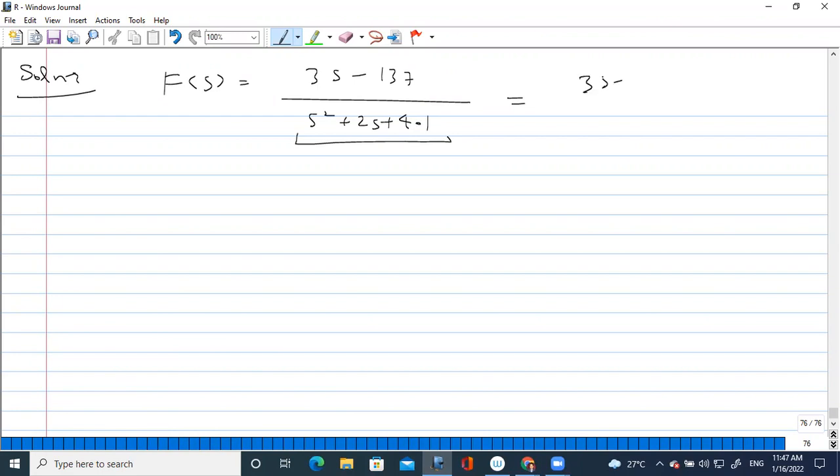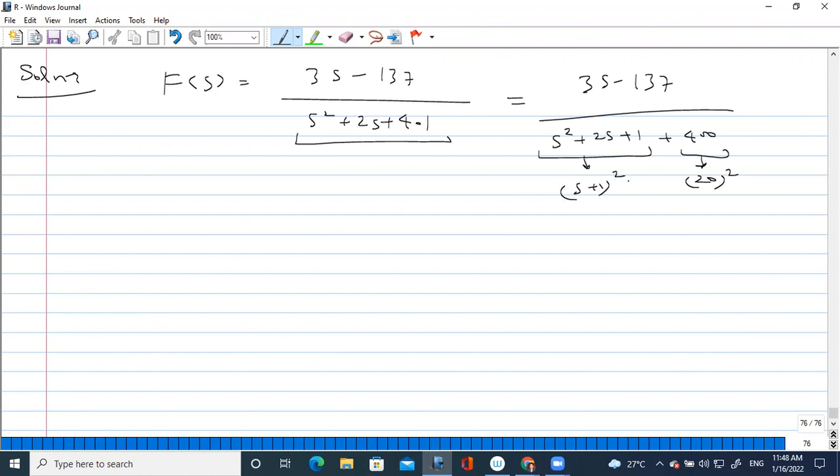So this whole will become (3s minus 137) divided by, this will become s square plus 2s plus 1, I am taking away, and plus 400. So this 400 will work as 20 square and this whole term will work as (s plus 1) whole square. So now it has become in the square terms. So it will be written as (3s minus 137) divided by (s plus 1) whole square plus 20 whole square.